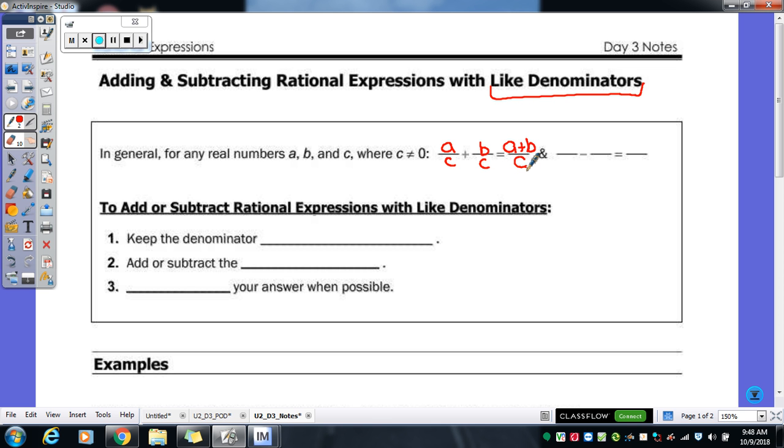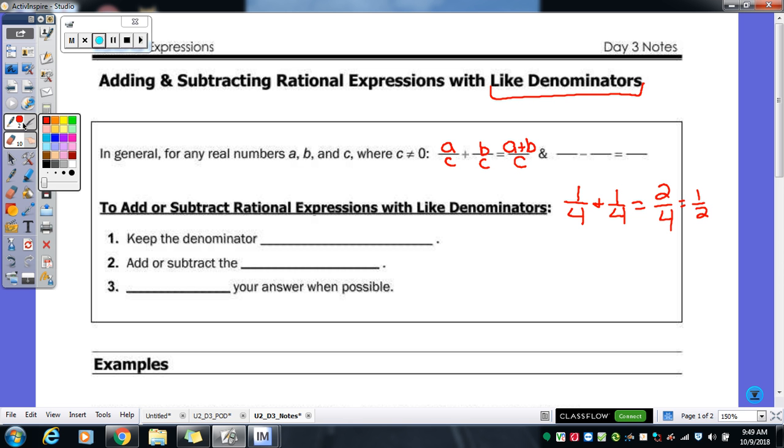So like, for example, let's do it with some numbers. If I have 1/4 and I'm trying to add to it another 1/4, your denominator is going to stay as 4. It's just the numerator, 1 plus 1, would give you 2. So we would have 2/4 there. And then, as always, we would reduce our fraction, so it would become 1/2.